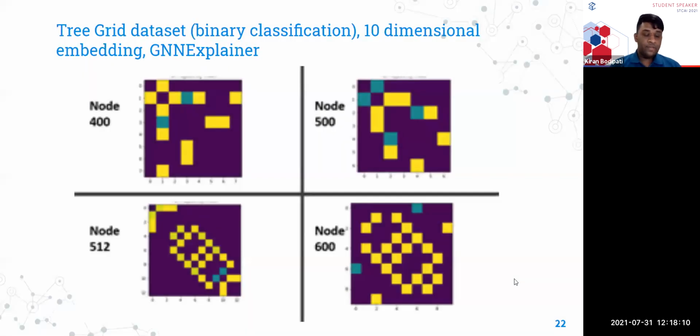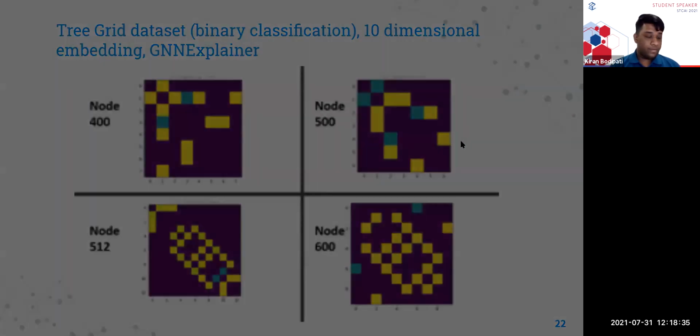Next, if you observe the patterns of the adjacency heat maps generated by the GNN explainer for the respective nodes in the figure over here, we see that the heat maps of the nodes of the same class again follow a similar pattern. That is, nodes 400 and 500 have a similar structure, while nodes 512 and 600 again have another similar structure, and this varies slightly from that of nodes 400 and 500.